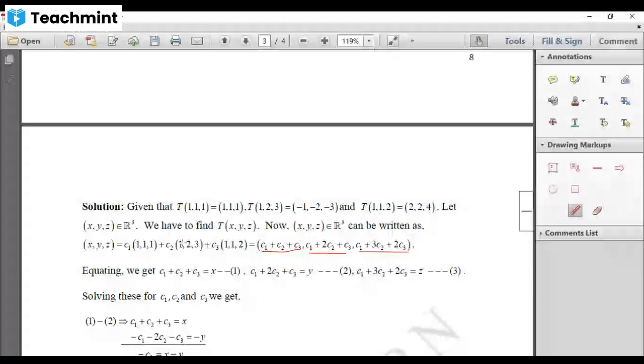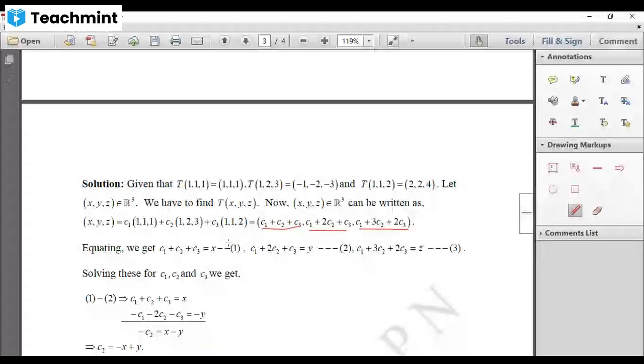So you have to add the corresponding coordinate values. Now equate them, because these two ordered triplets are equal. Therefore, corresponding coordinates should be the same. That is, C1 + C2 + C3 should be equal to x. Call that equation 1. C1 + 2C2 + C3 must be equal to y. Call that equation 2. C1 + 3C2 + 2C3 equals z. Call that equation 3. Now solve these for getting C1, C2, C3.